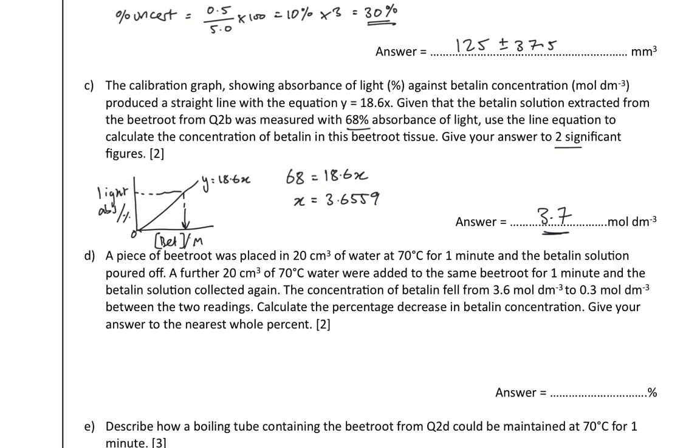And then on to D: a piece of beetroot was placed in 20 centimetres cubed of water for 1 minute. It's just describing the experiment here. But the crucial bit is that it fell from 3.6 molar to 0.3 molar. So just do the difference: 3.3 divided by the original 3.6, because it's a decrease, times 100. The most common maths question in A-level biology is a percentage increase or decrease. Times by 100 equals 91.7. Give it to the nearest whole percent, so it's 92.